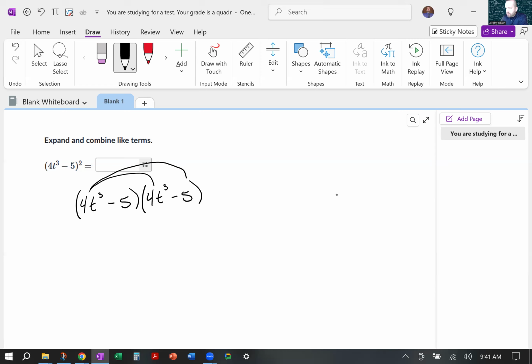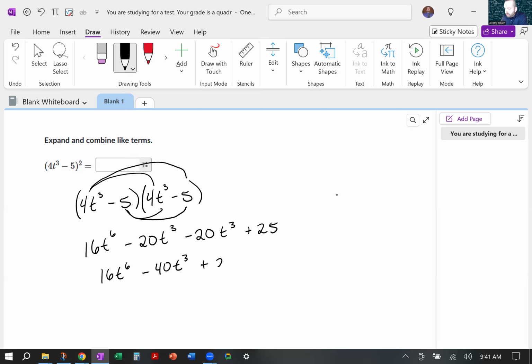That helps me. So 16t to the sixth. We're going to add the exponents. Remember, multiplying the coefficients, adding the exponents, minus 20t cubed. And now we're going to go here, minus also 20t cubed. And then we're going to go to there, and that's plus 25. This becomes 16t to the sixth minus 40t cubed plus 25.